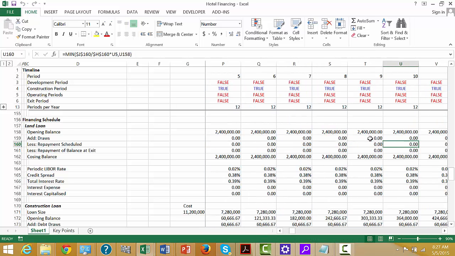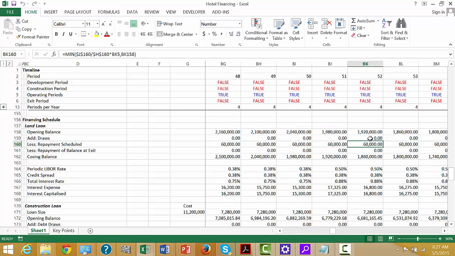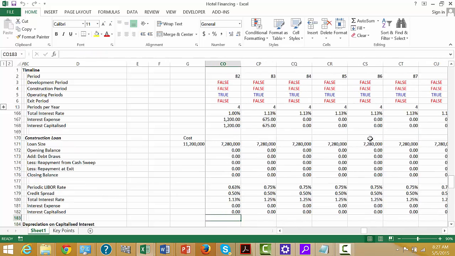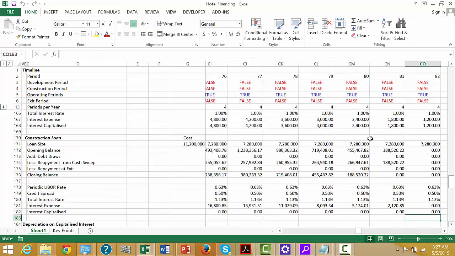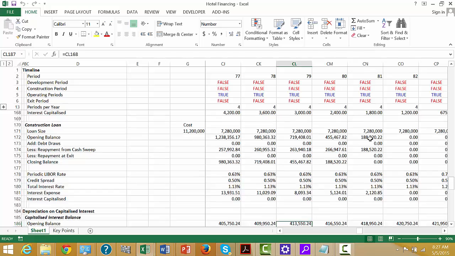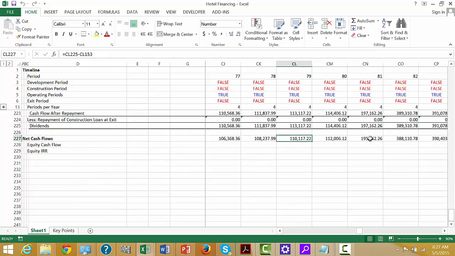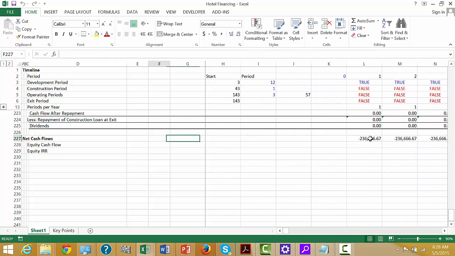So what we should really do is check. This is our loan going down, and it better never get negative. This construction loan is going down, and it gets fully paid off. And the rest is the equity cash flow.